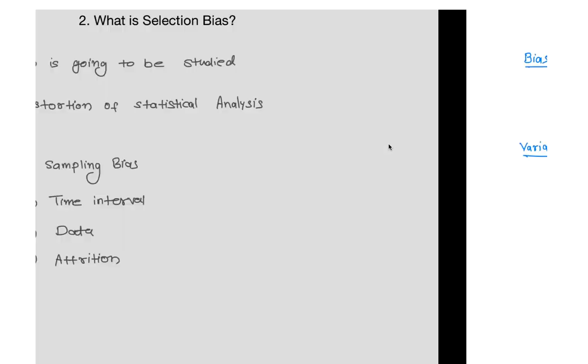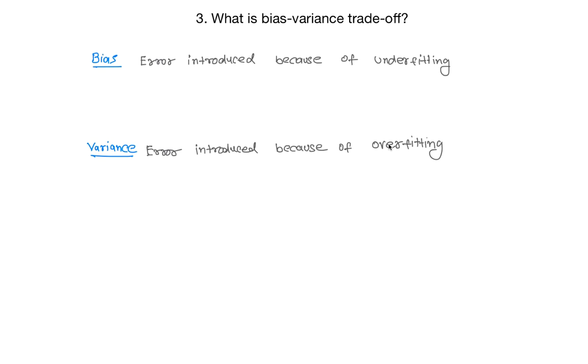Let's go ahead and see the third question, which might be asked by an interviewer of any data scientist, and this is very famous: what is the bias-variance trade-off? You need to first understand what bias is and then what variance is. Then you might be able to understand the bias-variance trade-off.